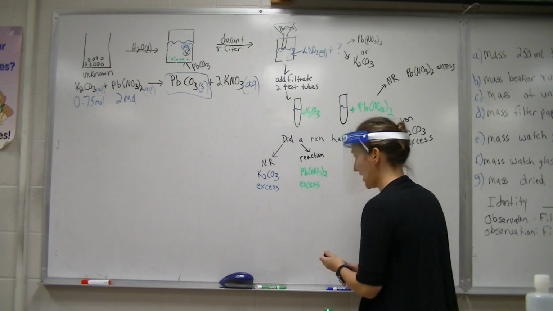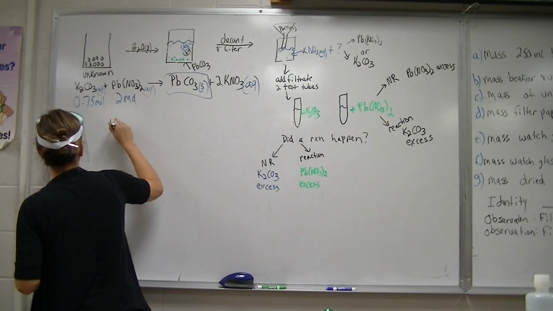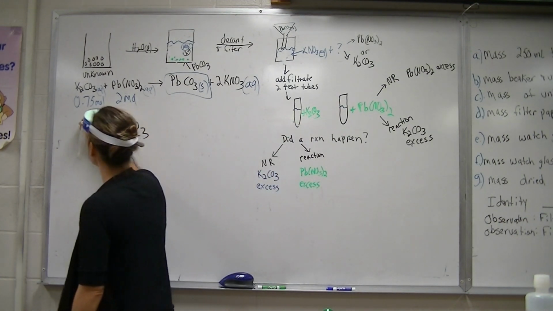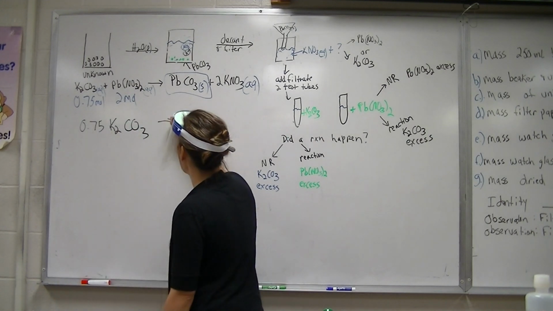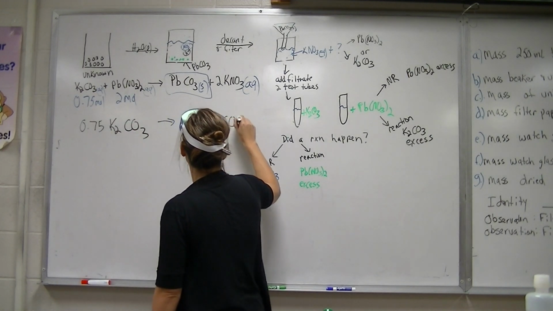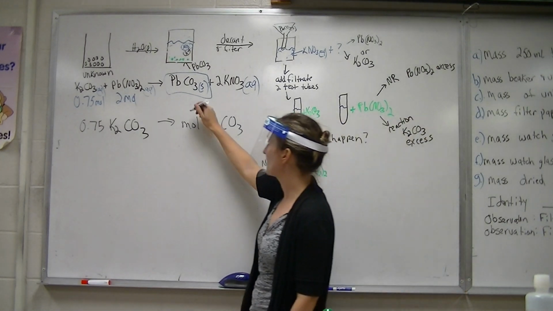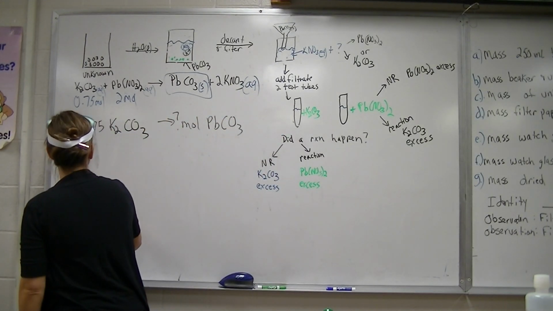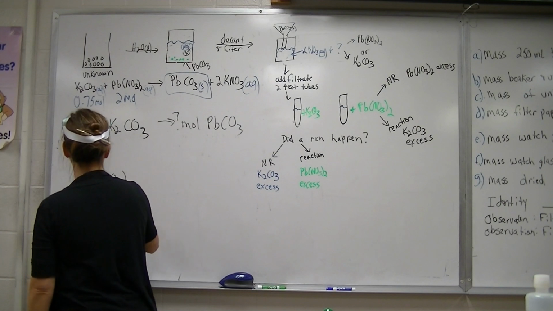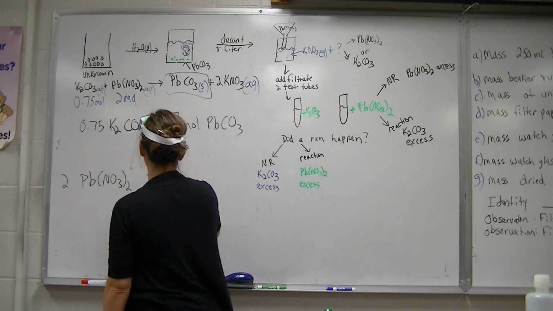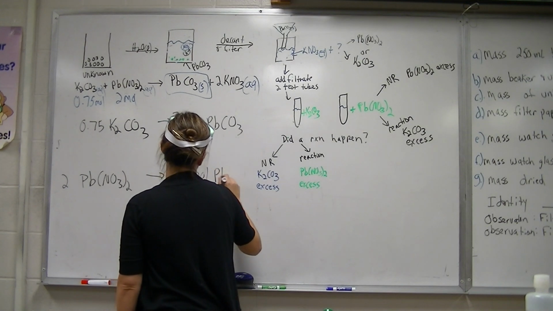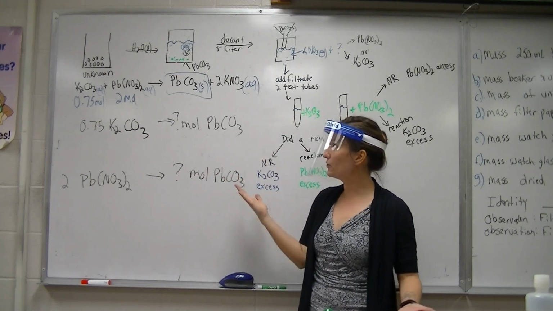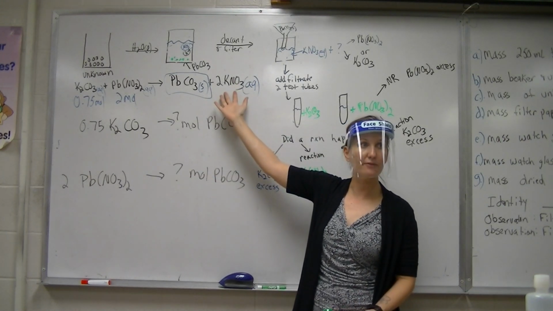Okay, so let's look at this a little bit closer. My steps are to take this potassium carbonate, 0.75, and figure out how many moles of product it is going to form. That's my question. I'm going to do the same thing with the other reactant. I'm going to take lead 2 nitrate, that's 2 moles of it, and figure out how much product would form. In order to figure this out, all you need is a balanced chemical equation, and that's what we have.